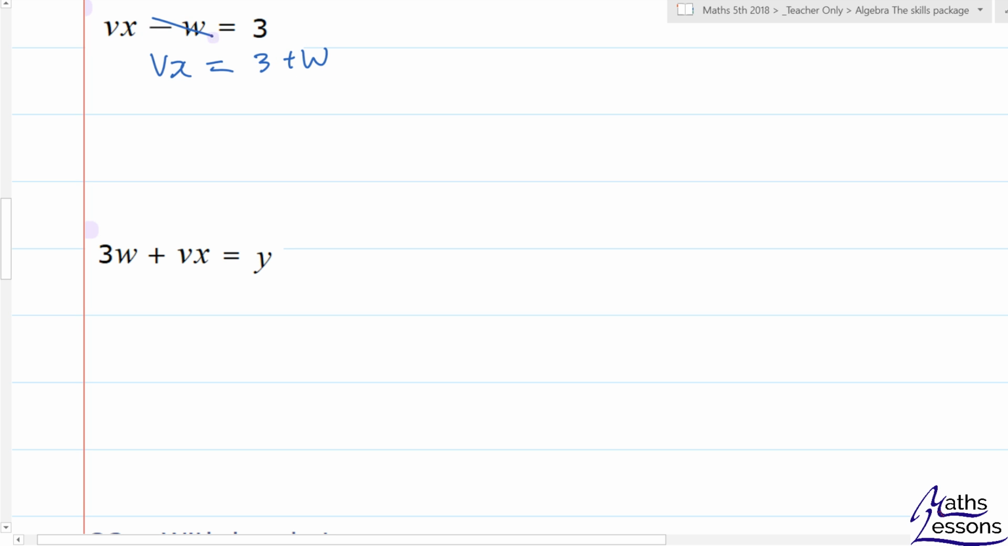So I've added it, cancels that, added this side. Now I've got V times X, and so we want to divide by V. So you divide the whole of V. And you can also write it like this. You can also write it as 3 divided by V plus W divided by V.